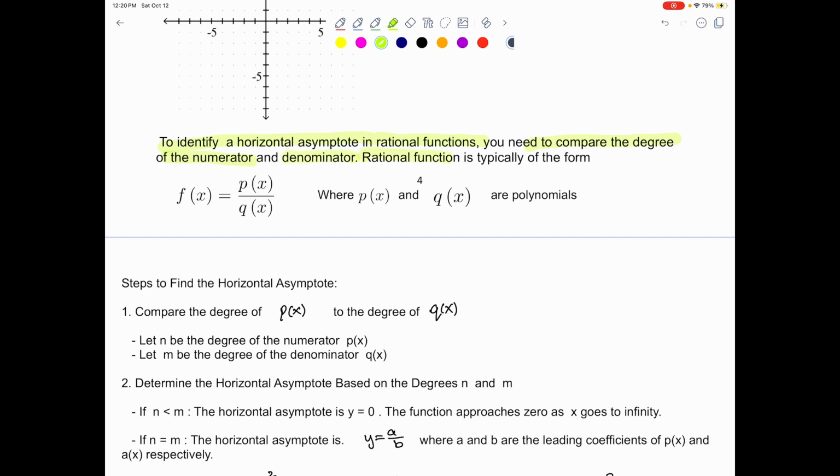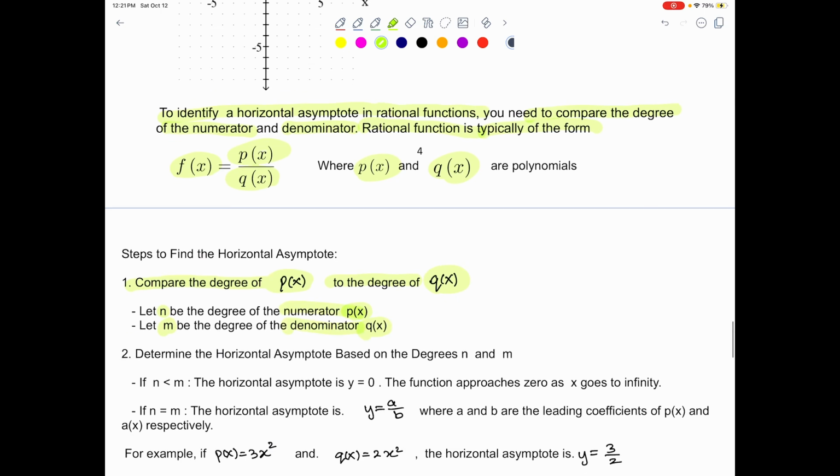A rational function is typically of the form f of x equals p of x over q of x. So some polynomial in the numerator, some polynomial in the denominator, where p of x and q of x are polynomials. Steps to find the horizontal asymptote. First, you're going to compare the degree of p of x, which is the numerator, to the degree of q of x, which is the denominator. Let n be the degree of the numerator and m be the degree of the denominator.